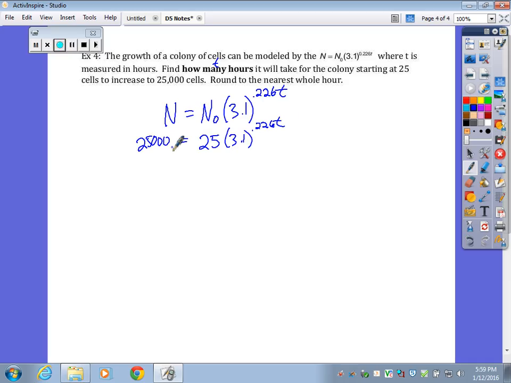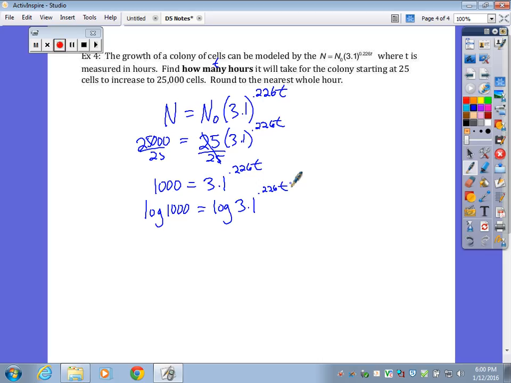So 25,000 divided by 25 is 1,000 equals e to the 0.226 t. Trying to get t, it's up in the exponent. The only way I can get it down is to log both sides. The 0.226 t will come down into the front. Log of 1,000, I know you know log of 1,000 is 3, but let's just leave it like that in case it was a number that you didn't know.